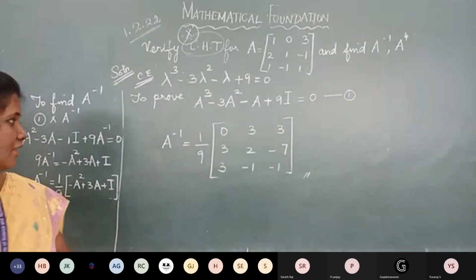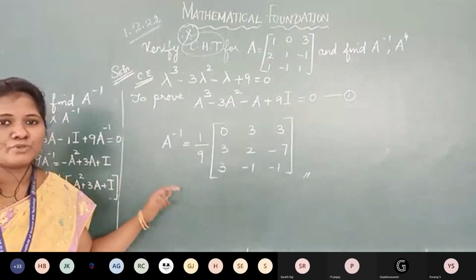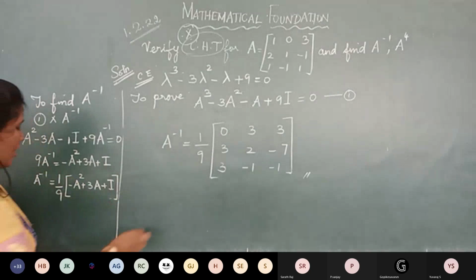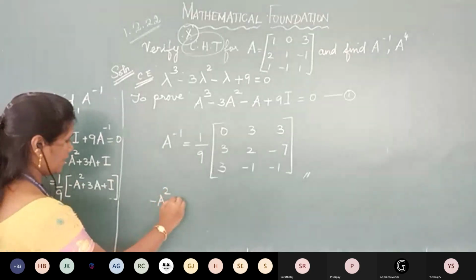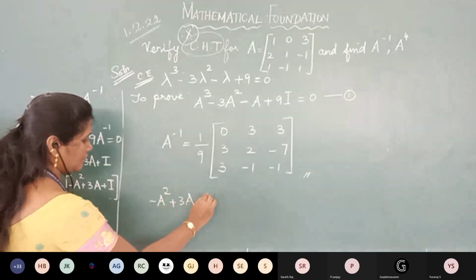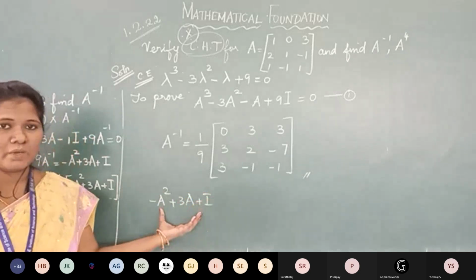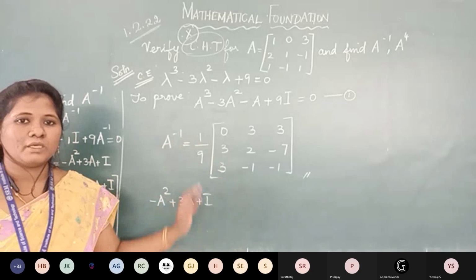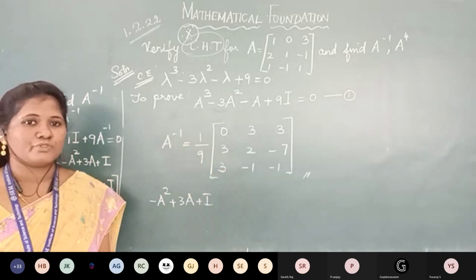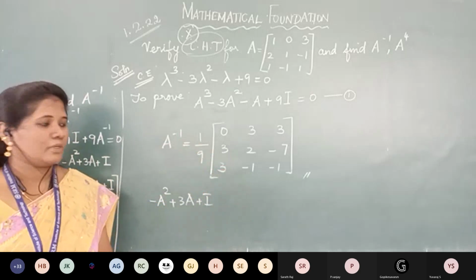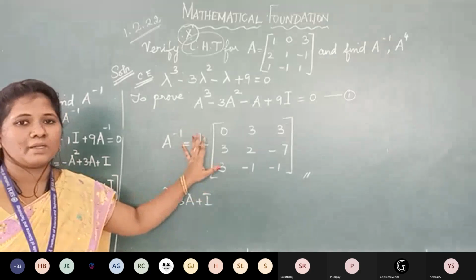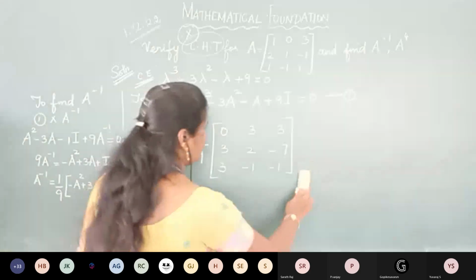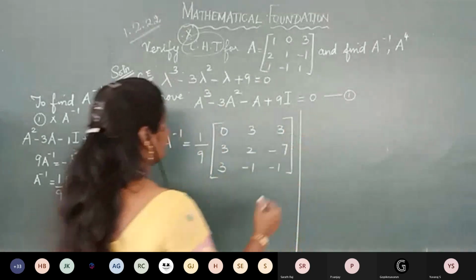Okay. Similarly, find out your A power 4. So how he got this value is, he found out this expression, that is your minus A square plus 3A plus I. Put this 1 by 9 outside itself. Don't take it inside. When you take it inside, you're getting so much confusion. I really don't know why. You need not take it inside. So this is your A inverse. Very good. Similarly, find out your A power 4.